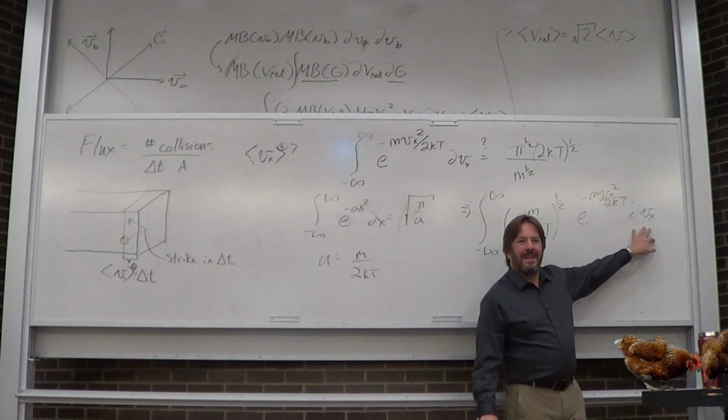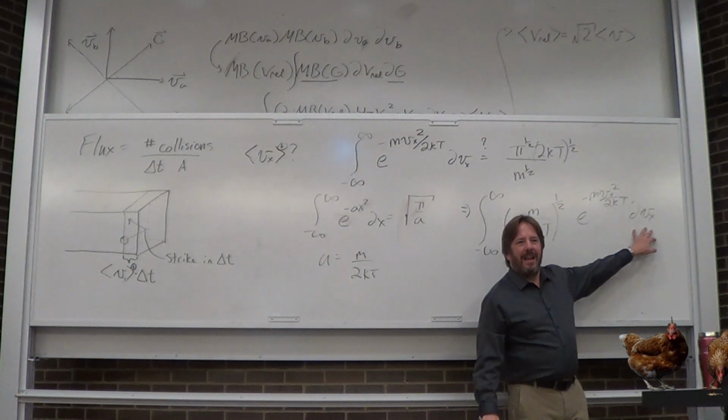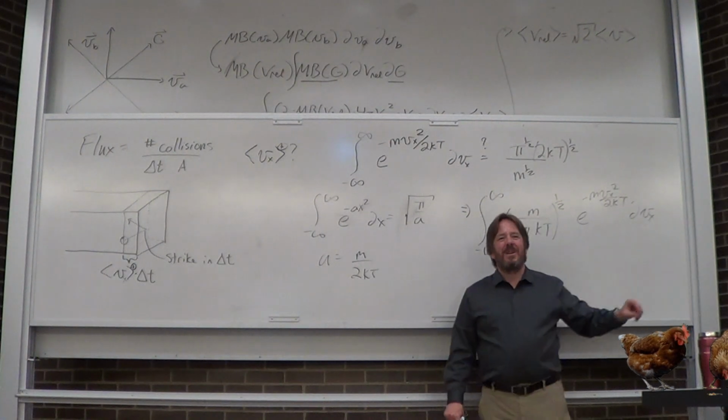Oh, the 4 pi v squared? I'm also sometimes prone to totally tricking you. How do you switch from 3 dimensions to 1 dimension? You don't need to. We're in 1 dimension already.